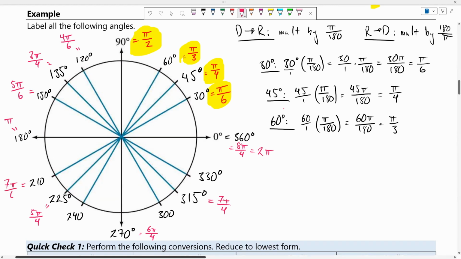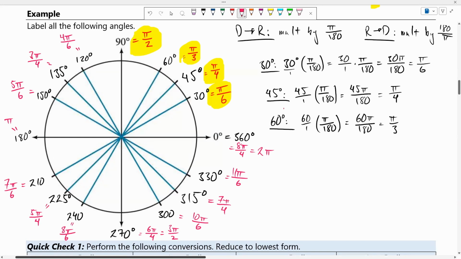7 pi over 6. 8 pi over 6. 9 pi over 6, and it turns out it reduces to 3 pi over 2. Next one, 10 pi over 6. 11 pi over 6, and then one more, 12 pi over 6. That reduces down to 2 pi.